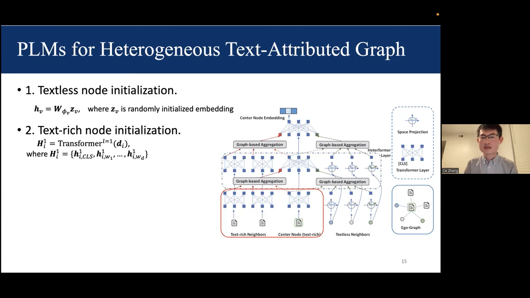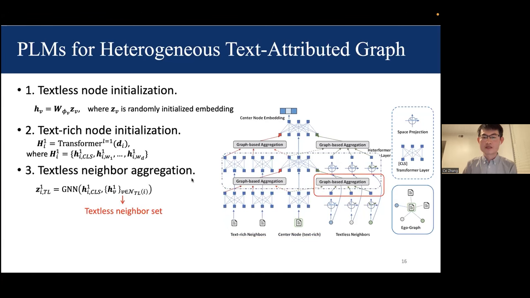Similarly, for text-rich neighbors, we also want to do initialization. Since they have text already, we can directly use a one-layer transformer to initialize their embeddings. D_i here is a sequence of words or tokens. We input them to the one-layer transformer, and then we obtain token embeddings. We use H to represent the token embeddings. Specifically, H is a sequence of embeddings. The first one is the CLS token, and the remaining are token embeddings.